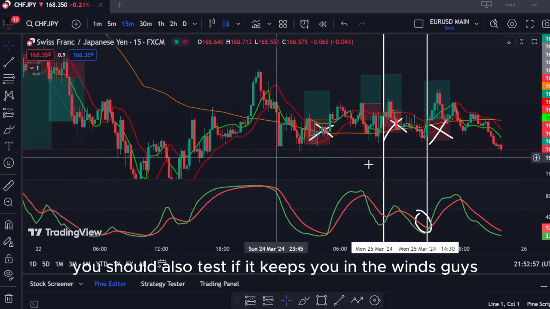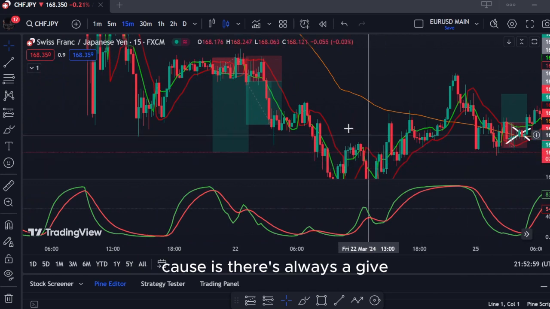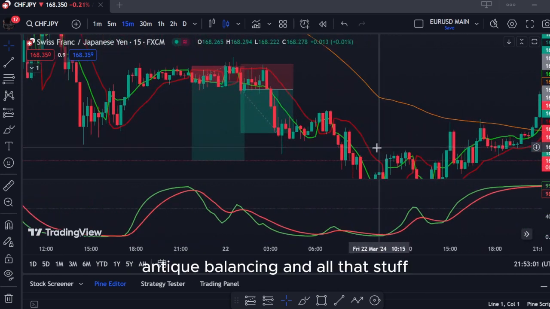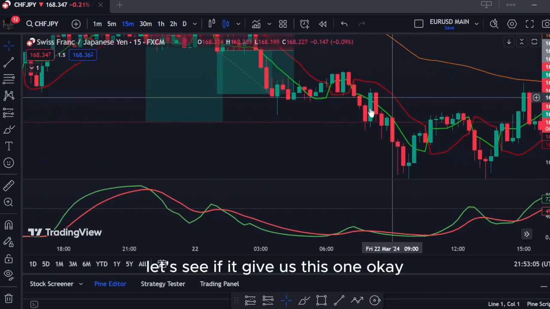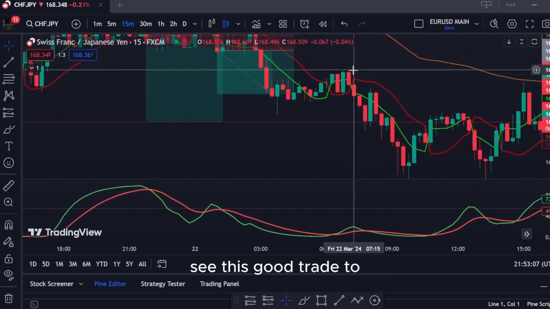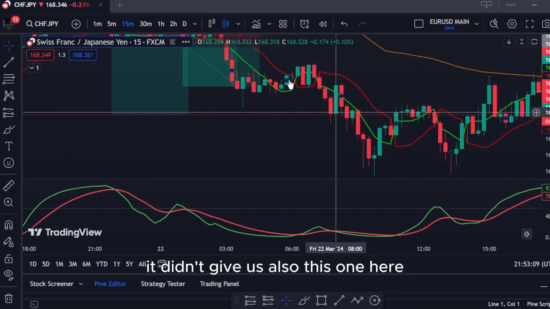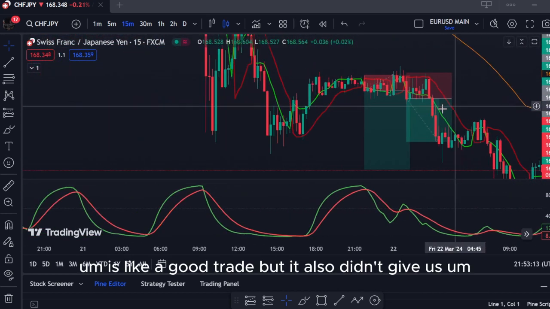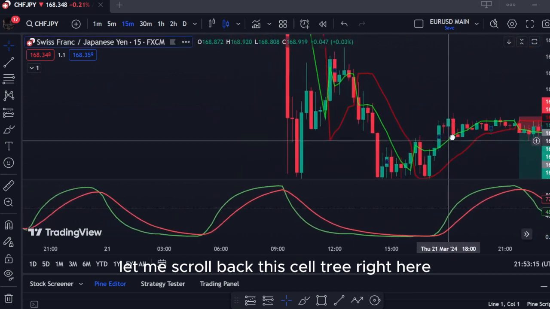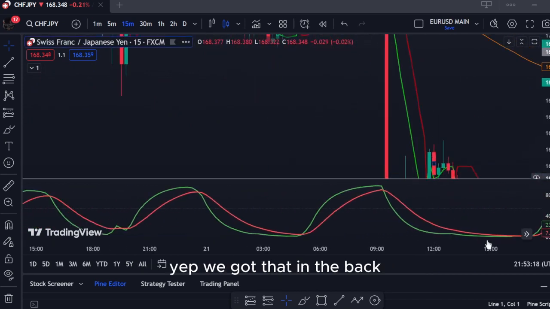Now, you should also test if it keeps you in the wins, guys, because there's always a give and take, a balancing, and all that stuff. That is why testing is good, guys. Let's see if it gave us this one. Okay, you see this good trade? So it didn't give us that either. This one here, it's not a good trade, but it also didn't give us that. Let me scroll back. This sell trade right here. Yep, we got that in the bag.